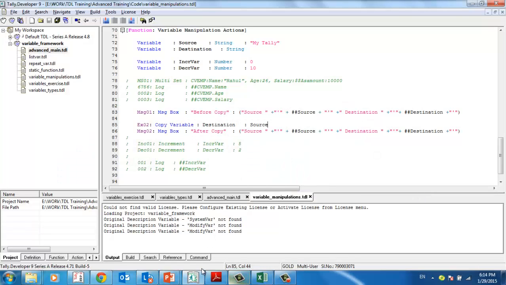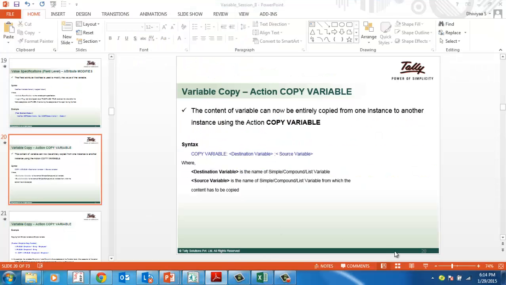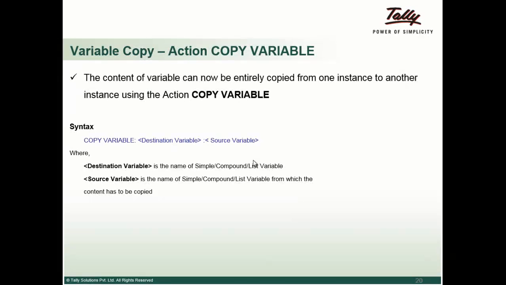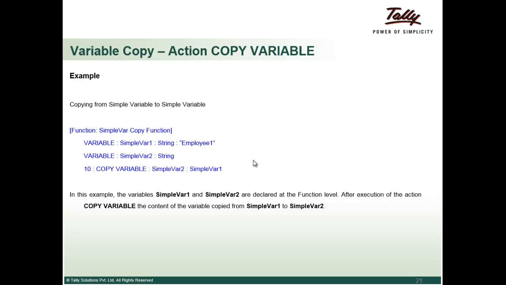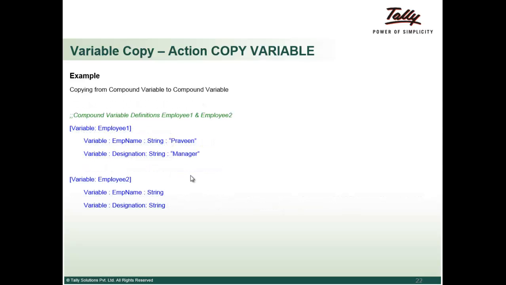In the same way, this is an example where I have copied simple variables. You can copy from one compound variable to another compound variable also. You should just keep in mind that the structure of both the compound variables should be similar. So if you see here, there is one compound variable employee 1 and one more compound variable employee 2.